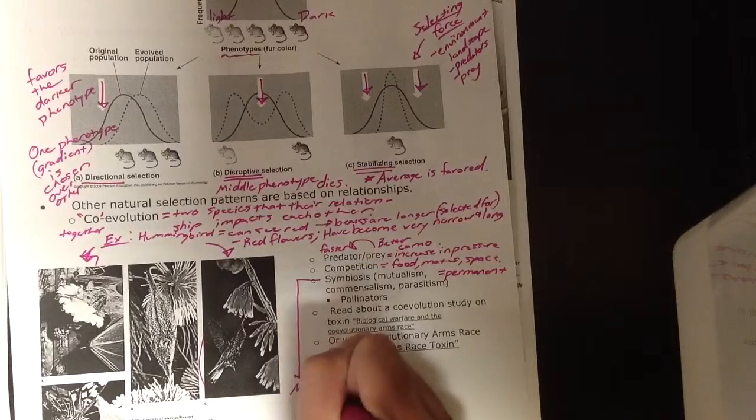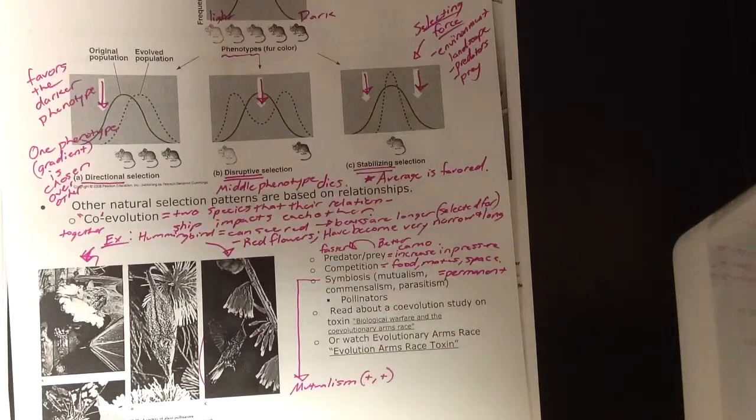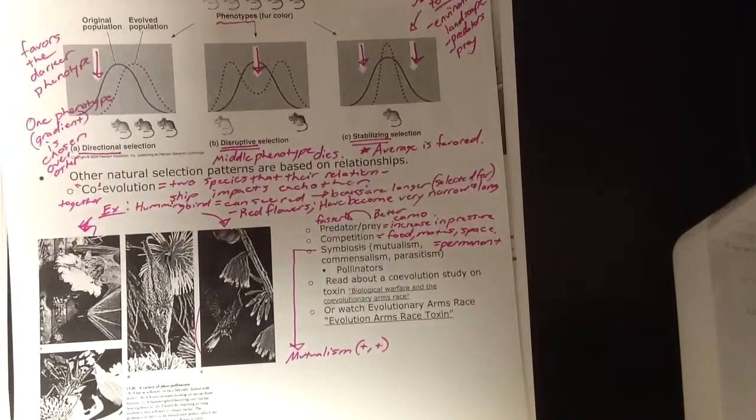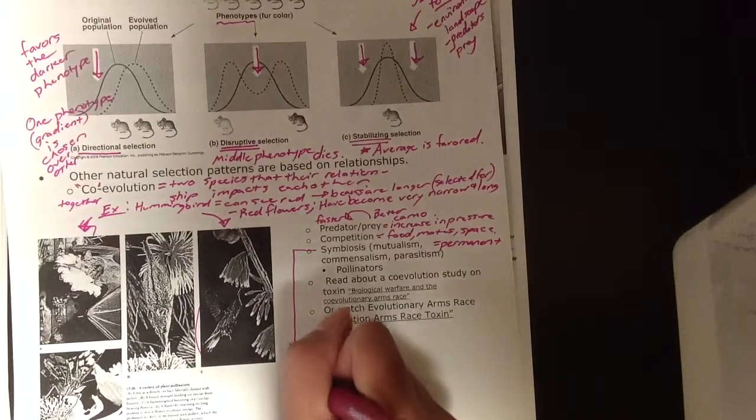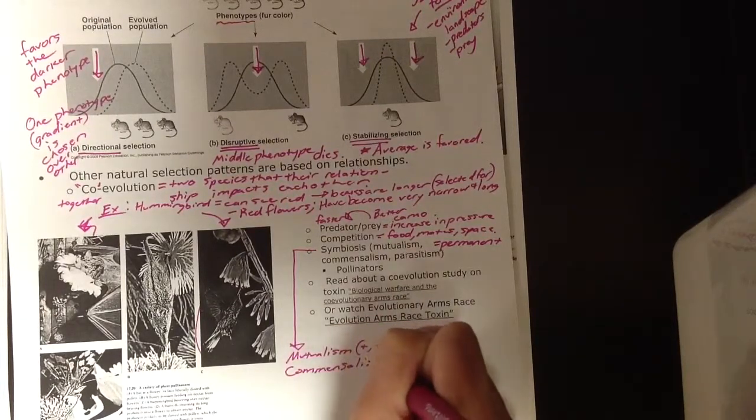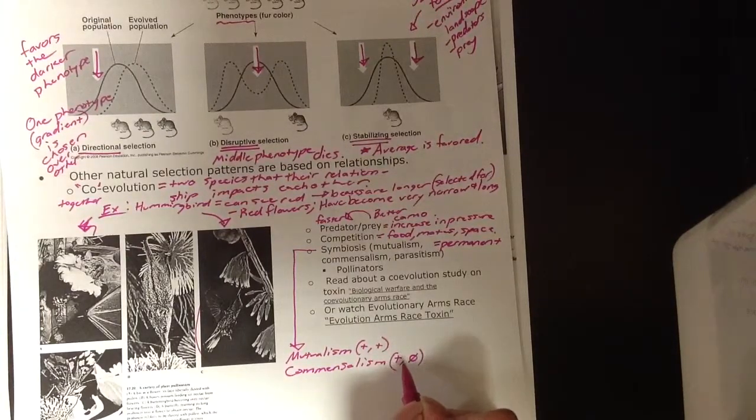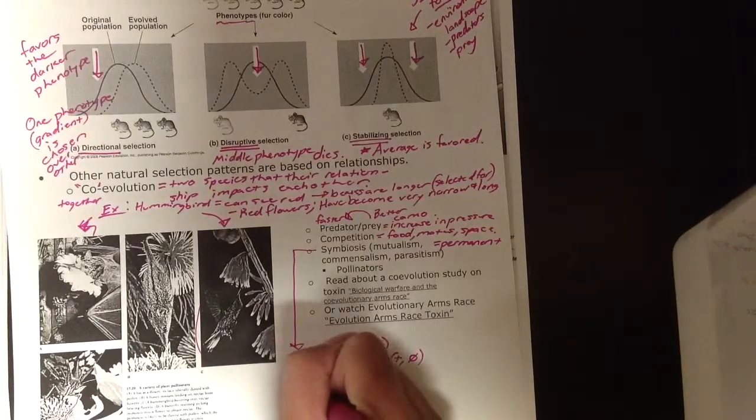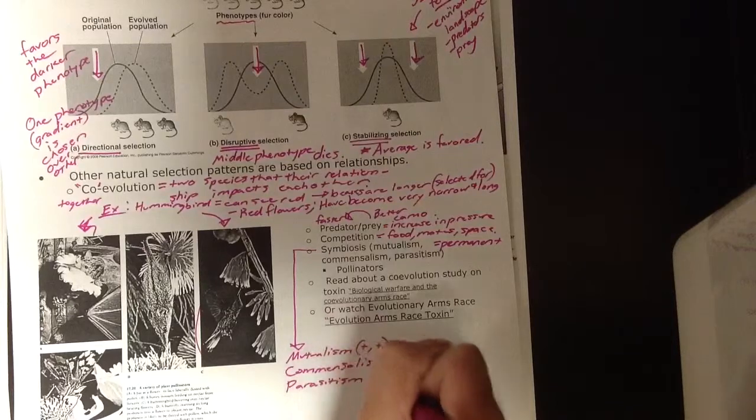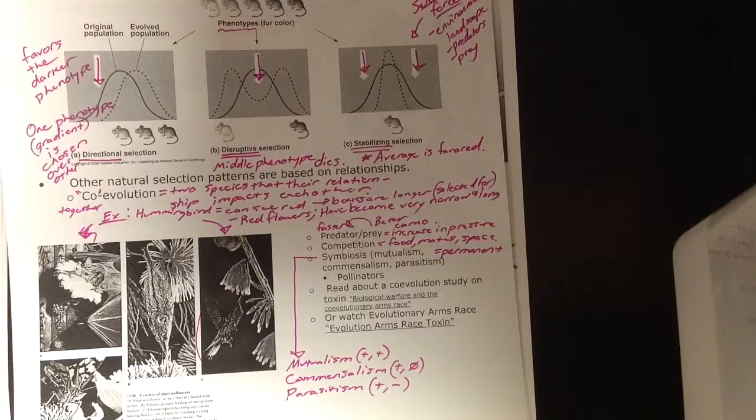For example, mutualism is a plus relationship. This is where both organisms benefit. Then you have a commensalistic relationship. Commensalism is a +0 relationship where one organism benefits and the other, it doesn't really matter. And then you also have parasitism, which is a +- relationship. One benefits and the other does not.